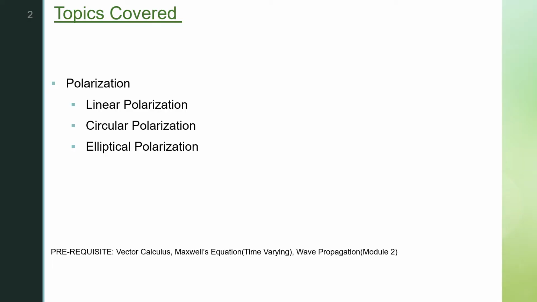The main topic that we are going to cover in this particular lecture is polarization of electromagnetic waves, or specifically polarization of transverse electromagnetic waves. There are three types: linear polarization, circular polarization and elliptical polarization. Here also we need the basics of vector calculus. All the theory that we have learned in the previous classes is needed in order to understand this particular lecture.